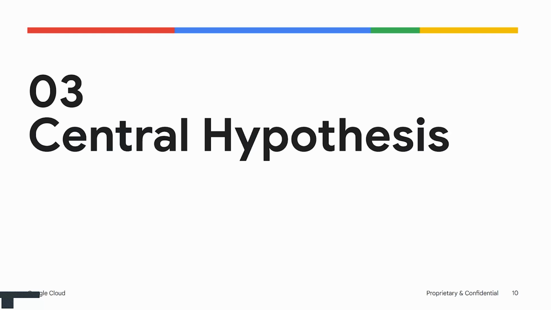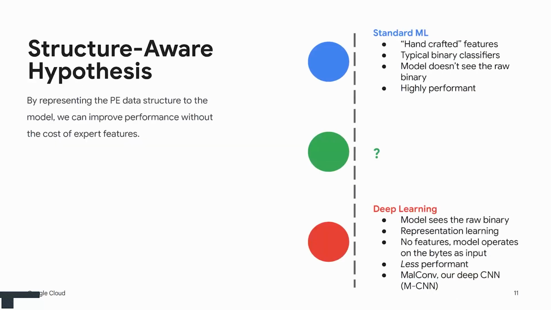So our central hypothesis is what we call our structure-aware hypothesis. Maybe by representing the PE data structure, emphasis on that structure, we can improve performance without having to use expert features. Going back to our first slide, instead of thinking of the space of models here as two categories, I'm going to encourage you to think of it as a spectrum. On one side, we have models that are given no help. We have our deep learning approaches. We give it the raw file and say, best of luck.